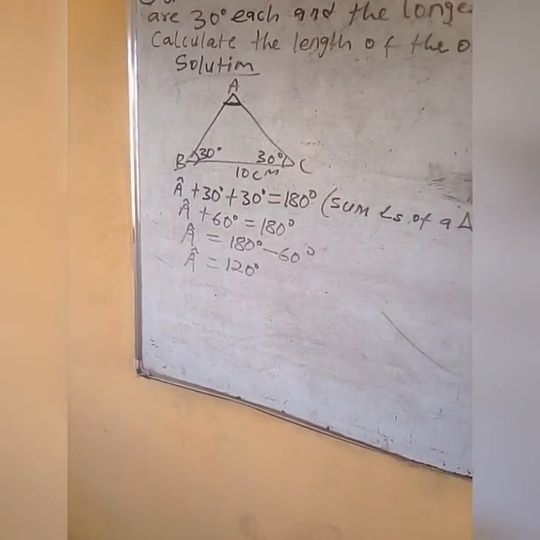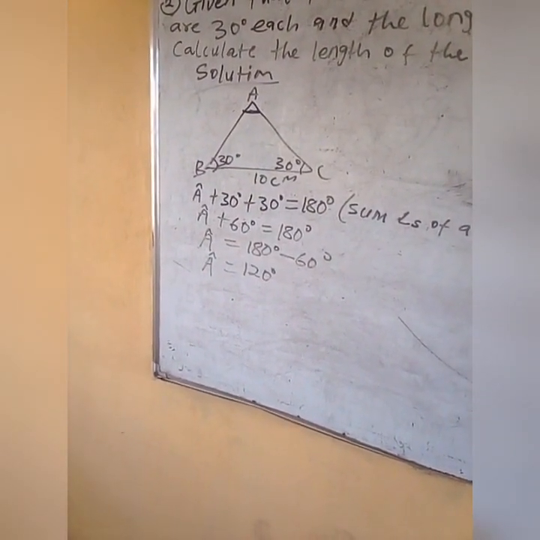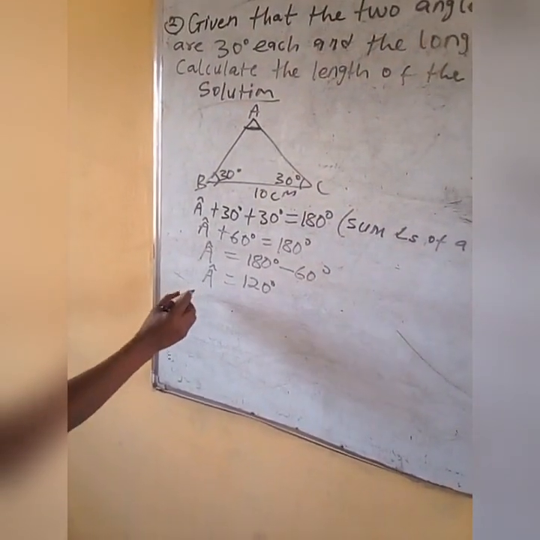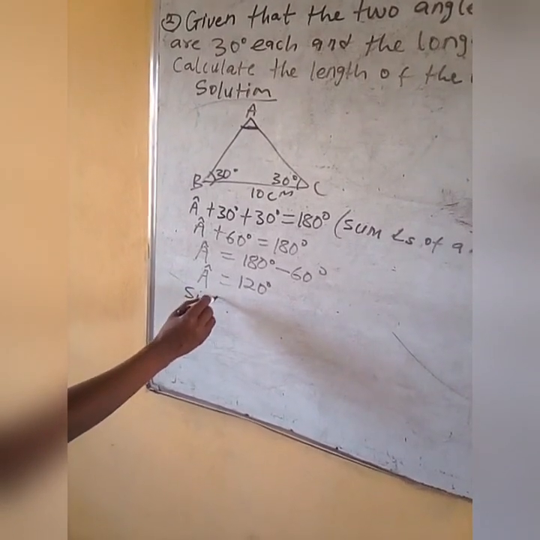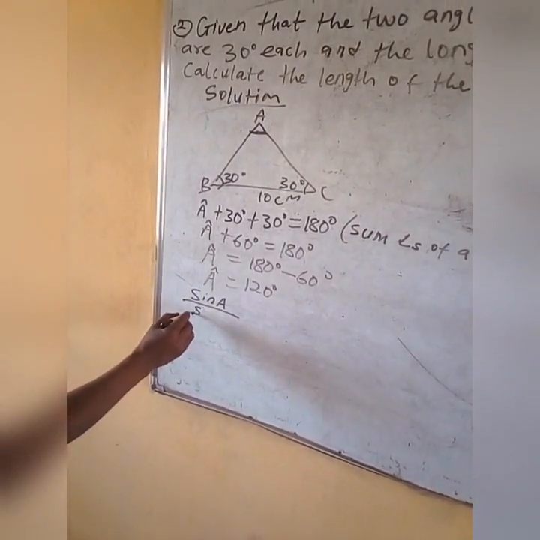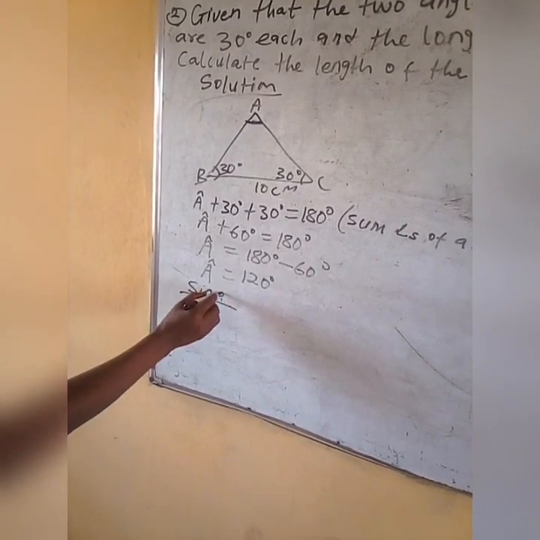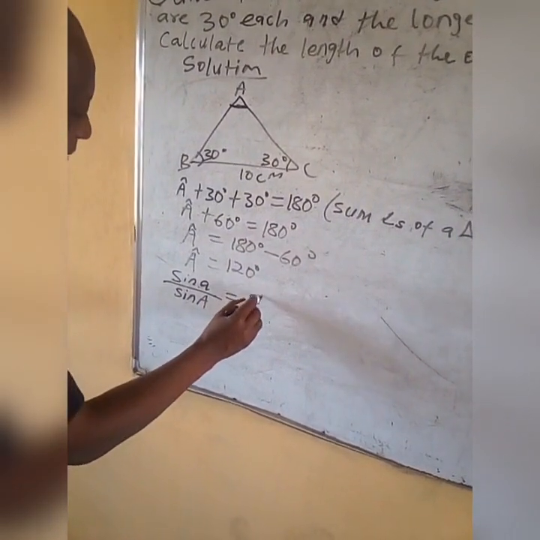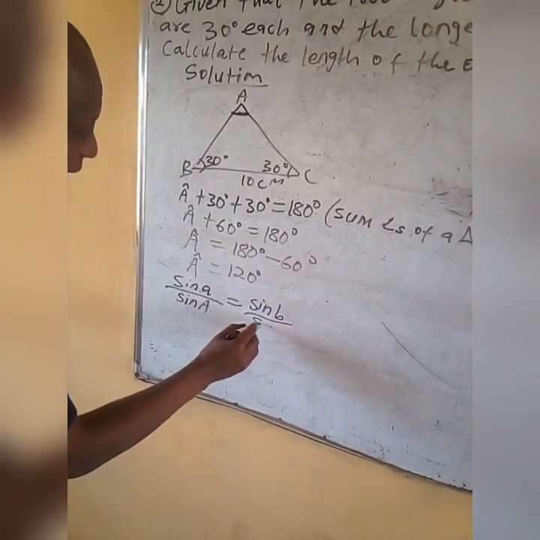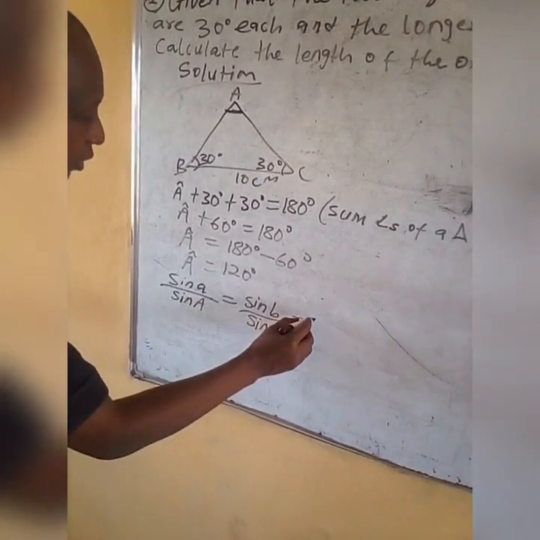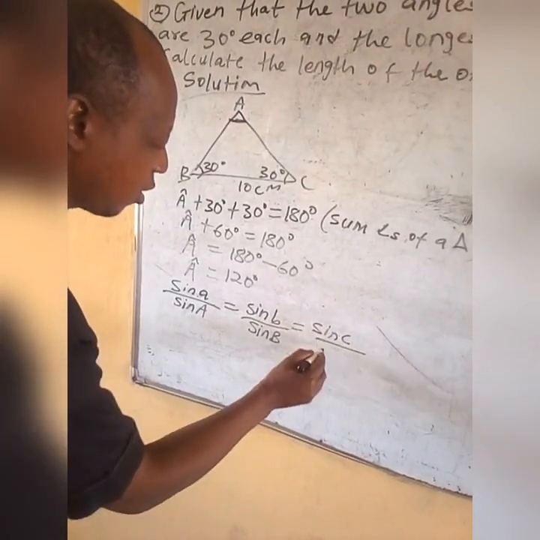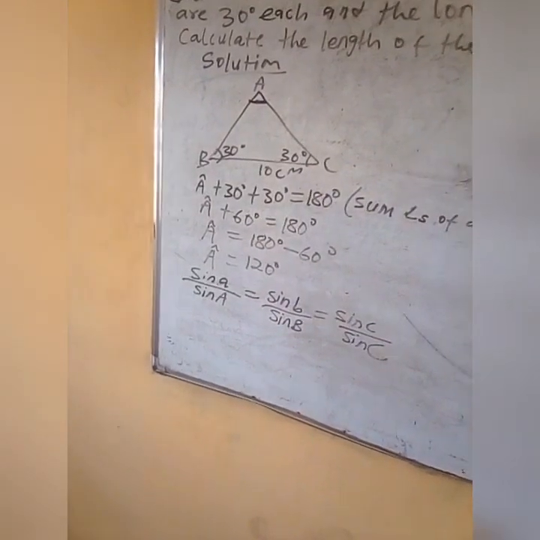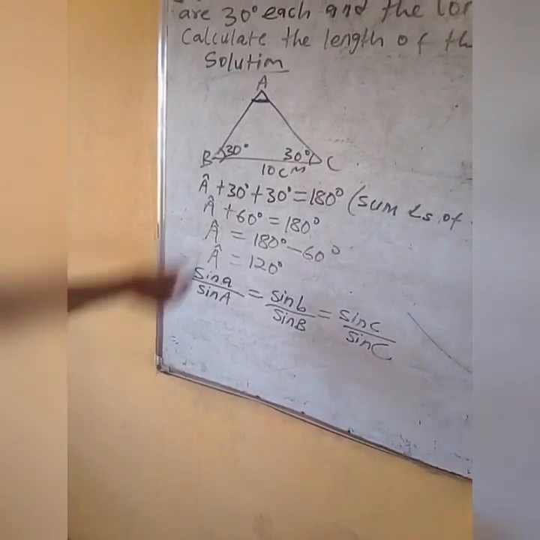So now let's apply the sine rule. I want to apply it to all the angles. Now what I'm going to do is sine A, small a, all over sine big A, the angle, equals sine small b all over sine big B, equals sine small c all over sine big C. I hope you are following, students. So let me put the values.